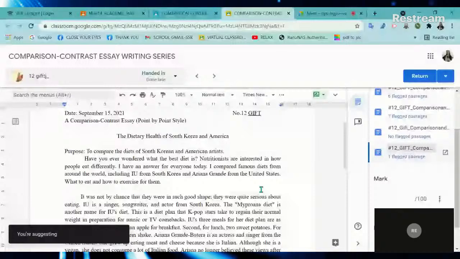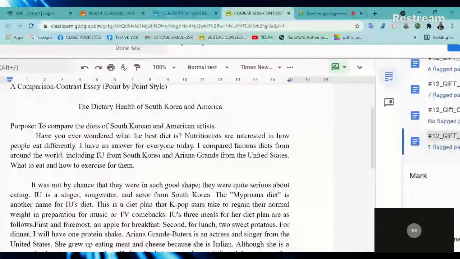The dietary health of South Korea and America. To compare the diets of South Korean and American artists. Have you ever wondered what the best diet is? Nutritionists are interested in how people eat differently. I have an answer for everyone today. I compare famous diets from around the world, including IU from South Korea and Ariana Grande from the United States, in terms of what to eat and how to exercise for them.